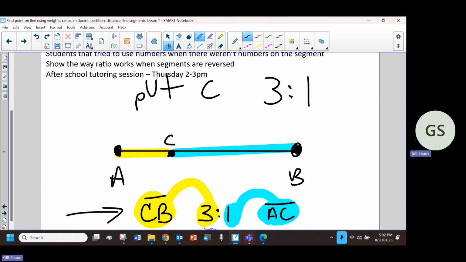I'm not going to spend any more time on that. If you don't get that, the only time it would come up again is on the district cycle tests or your midterm or for your EOC, your final. So just remember when you're talking about ratios, make sure you think about which line segment they're talking about first, and that's the line segment that would match up with the first number in the ratio.